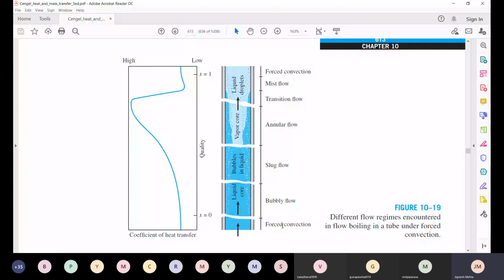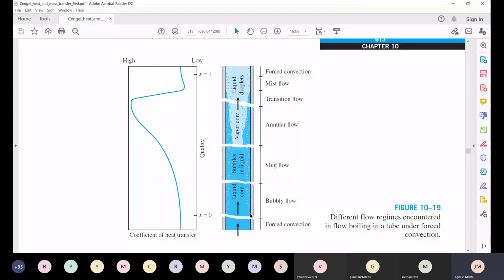Initially, when the water enters as a subcooled liquid, till it reaches its saturation temperature, there is subcooled boiling which might happen, but basically it's forced convection which is happening because it is a single phase.